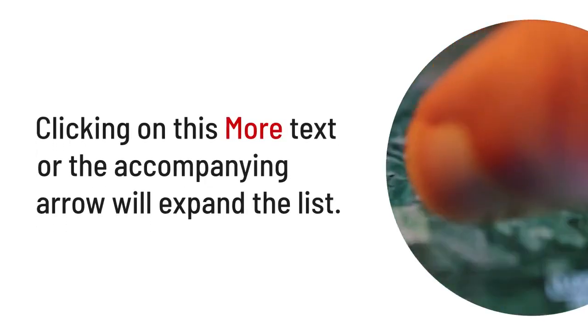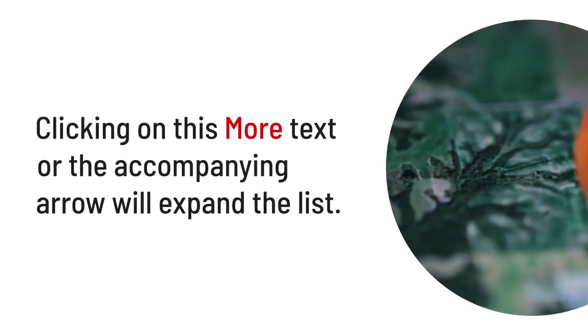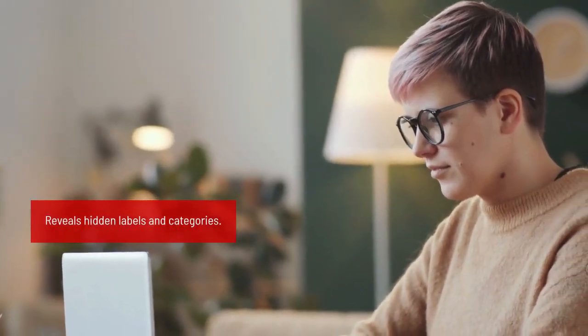This More text is typically accompanied by a small downward pointing arrow or a simple triangle icon. Clicking on this More text or the accompanying arrow will expand the list. This action will reveal all your hidden labels, various categories, and other essential system folders.